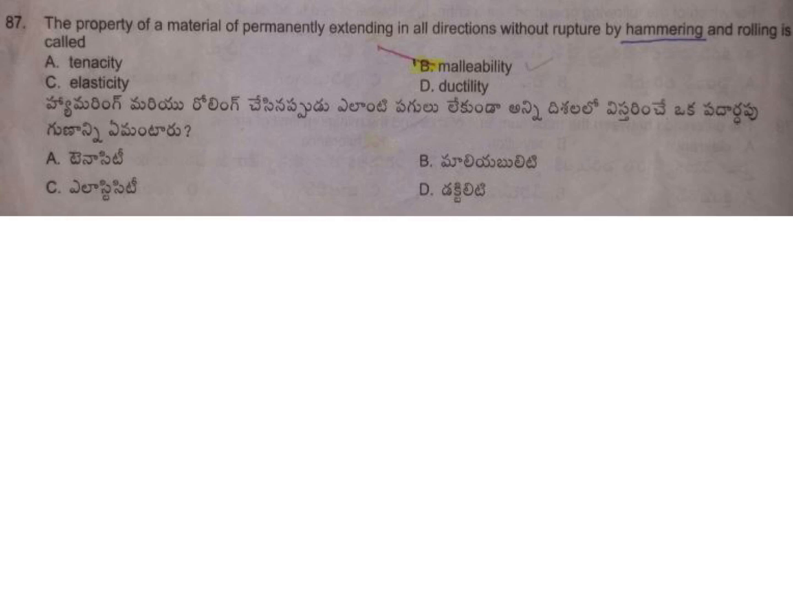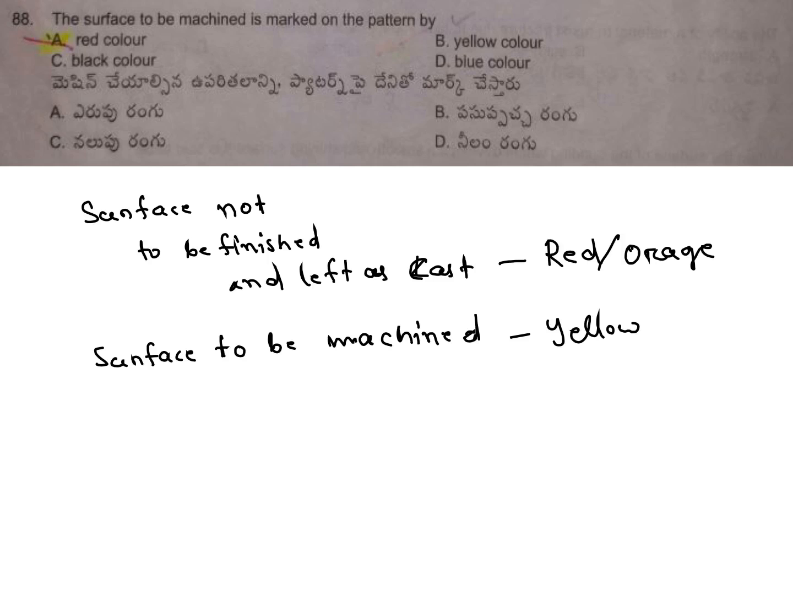Question: the surface to be machined is marked on the pattern by A. red color, B. yellow color, C. black color, D. blue color. If you refer to P. N. Rao's book, the surface not to be machined and left as cast has color code red or orange, and the surface to be machined has color code yellow. So B is the answer.